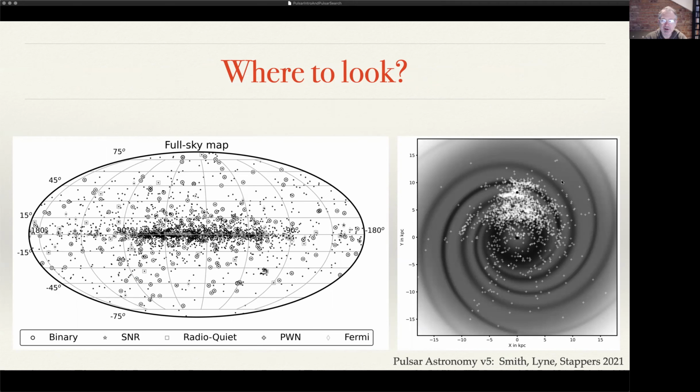On the right-hand side, I'm showing you a version of the model that I showed you earlier for the dispersion measure, so the electron distribution in our galaxy, and overlaid are all of the known pulsars. Now, the black dot here is where the sun is. And so you can see that we're seeing pulsars in a reasonable fraction of the galaxy around the sun, but there's still a huge amount of the galaxy that we're not able to reach. And so that might suggest that we need more sensitive telescopes, or we need to go to higher frequencies to beat the influence of the dispersion measure.